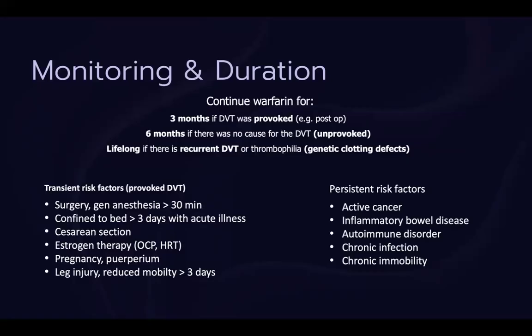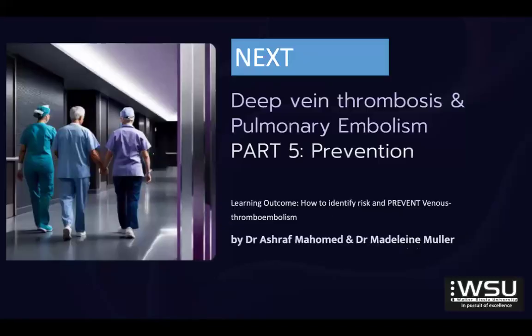So your transient risk factors would be a bit what we would call those provoked DVTs. So for example, people who had surgery or cesarean section, who'd been on estrogen therapy, which had now been stopped, or had been pregnant, or had had a leg injury, for example. So all of those, 3 months will be quite adequate. But if you've got ongoing risk factors such as active cancer or inflammatory bowel disease, chronic infections, chronic immobility, then you will also be giving longer courses, either 6 months or even potentially lifelong where needed. And those you can discuss with the specialist who is looking after that patient.